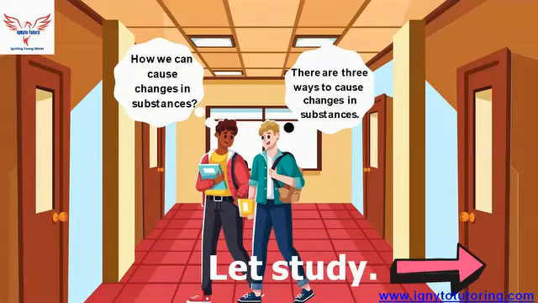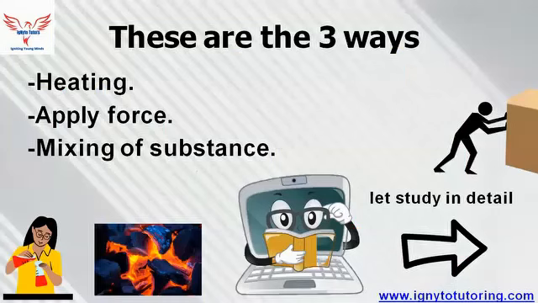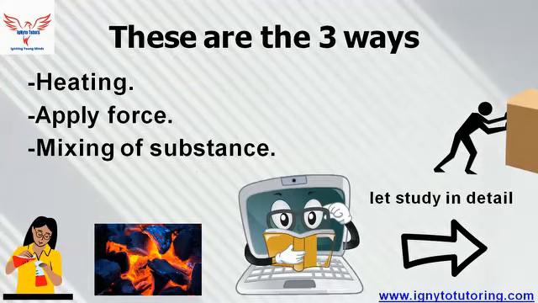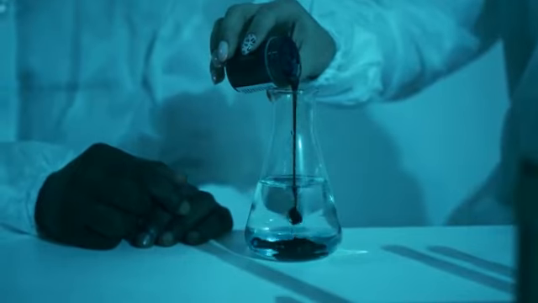Now, Rahul asked Rohan how we can cause changes in a substance. Rohan said, there are three ways to cause change in a substance. What are the three ways? Let's study it. The three ways are heating, applying force, and mixing of substances. So let's start with the first.